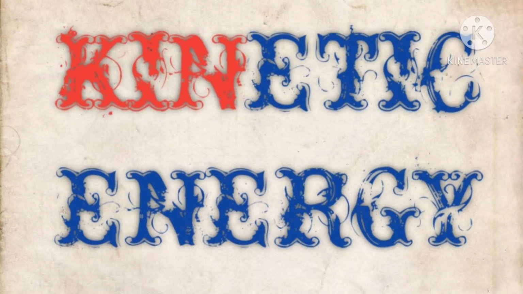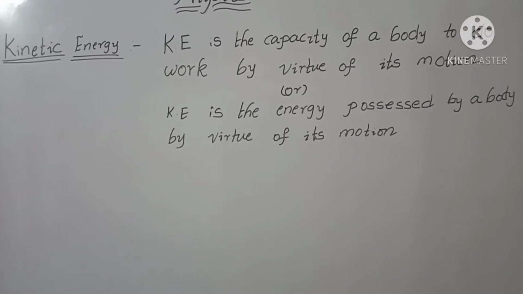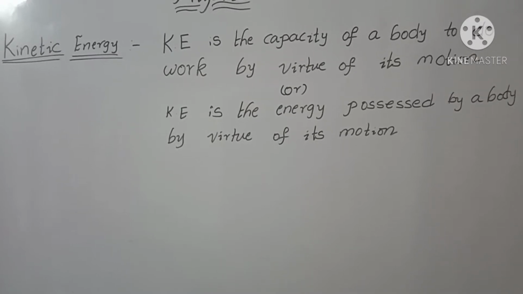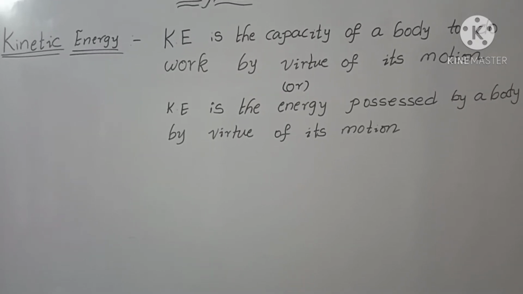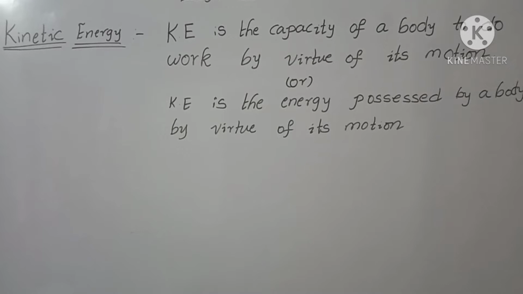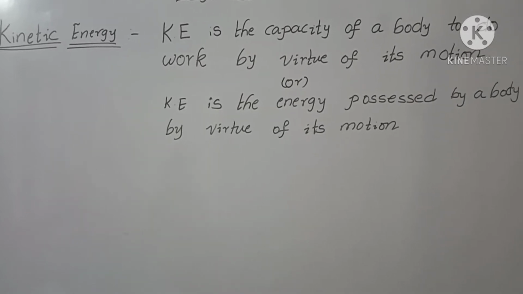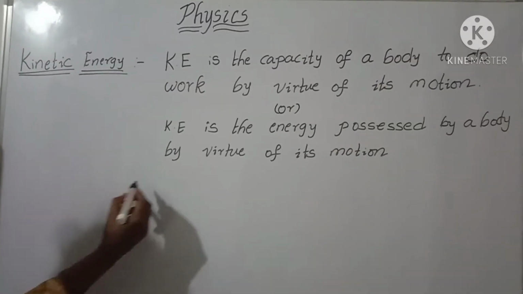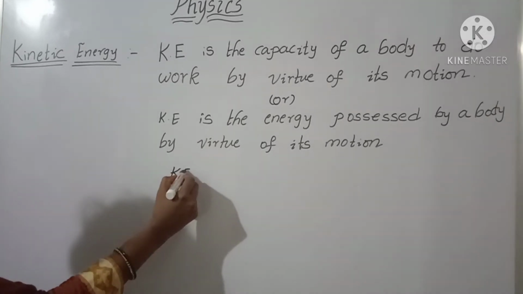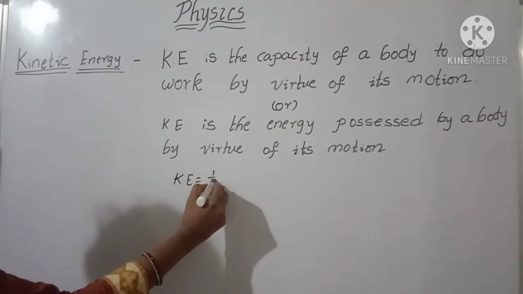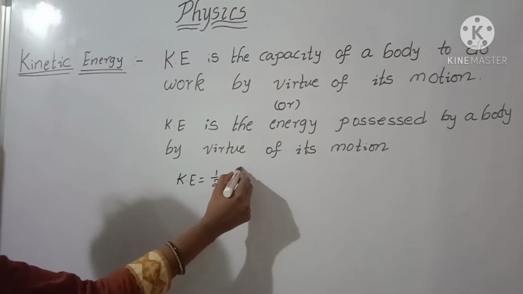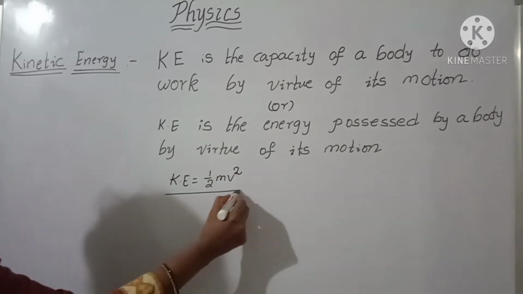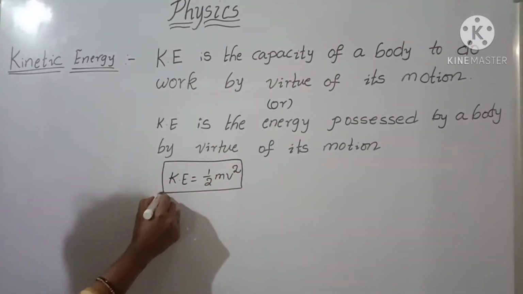Hi, hello. In this video, I'm going to discuss kinetic energy. Kinetic energy is the energy possessed by a body by virtue of its motion. So, when a body is in motion, that body has kinetic energy. Let us see the formula of kinetic energy. Kinetic energy KE equals half mv square. Here m is the mass of the body and v is the speed of the body.